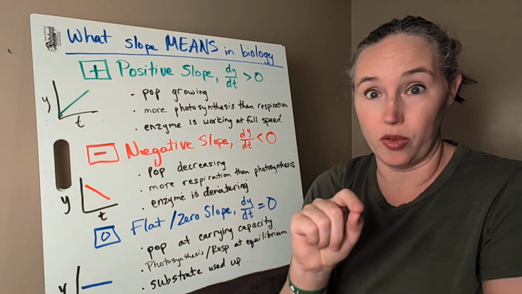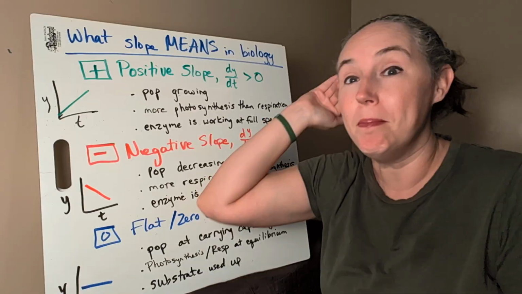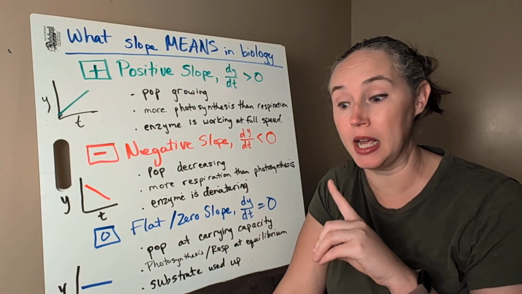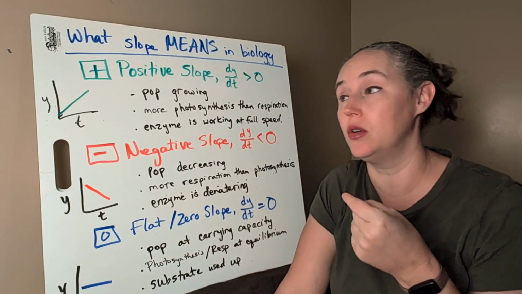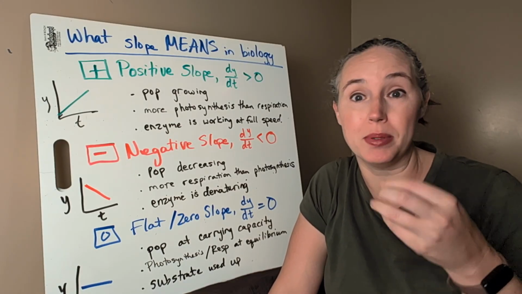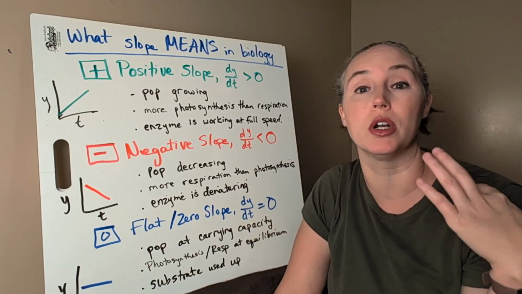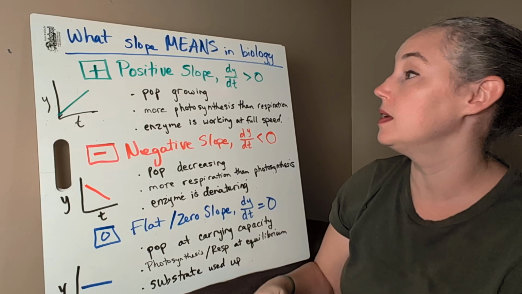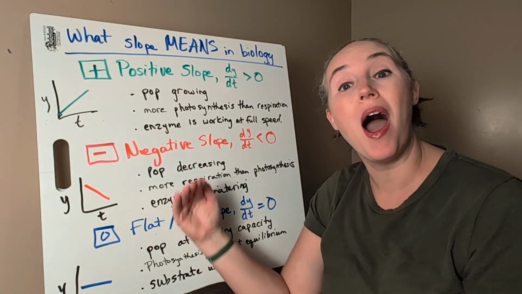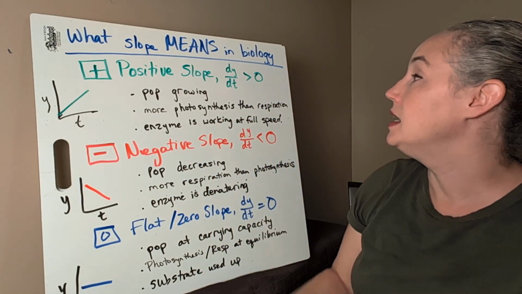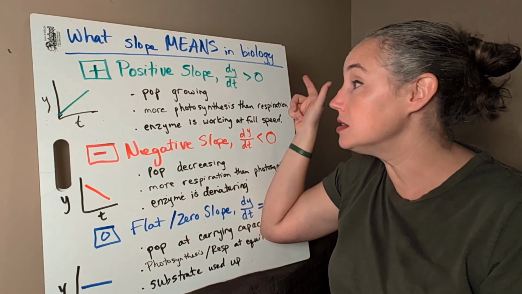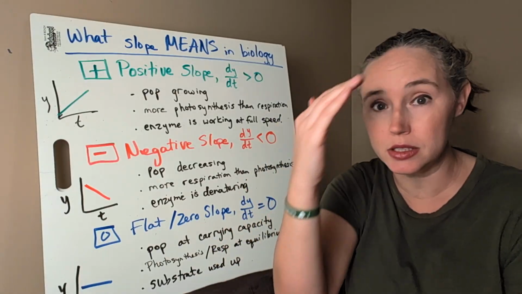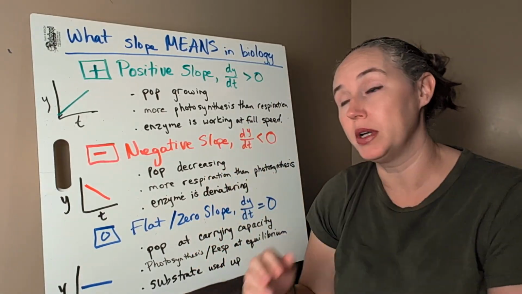Now, what we really want to focus on is what slope means in biology, because this is one of those situations, like from the previous video about water potential, where you need to be able to take a picture and turn it into words. And that picture may not be a cell in a beaker, it may be a graph. So if I look at a graph and I see a positive or an increasing slope, dy over dt is going to be greater than 0. And this is going to say that whatever the thing is, it's increasing, it's growing, it's going up.